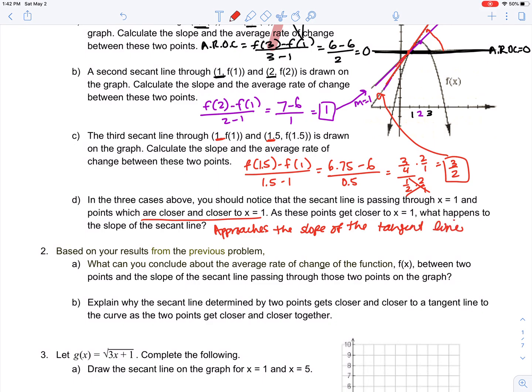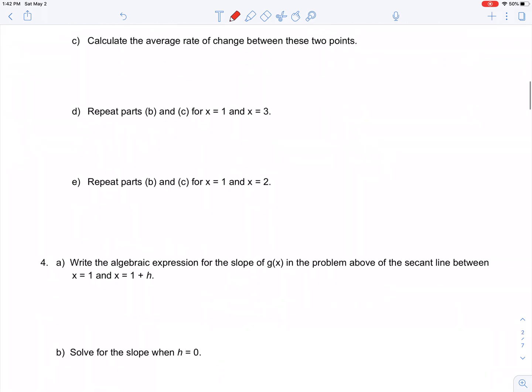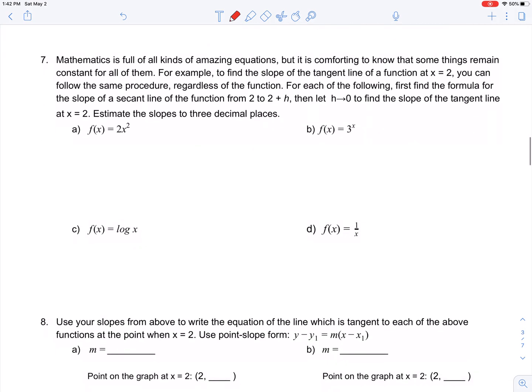Okay, so that's what our goal is. When we narrow down an interval and keep making that change smaller and smaller, we're actually getting to the tangent line at a particular point. All right, so what we're going to do is jump to number 7. I wanted to just go through one problem with you that's the main concept of actually finding the equation of the tangent line.